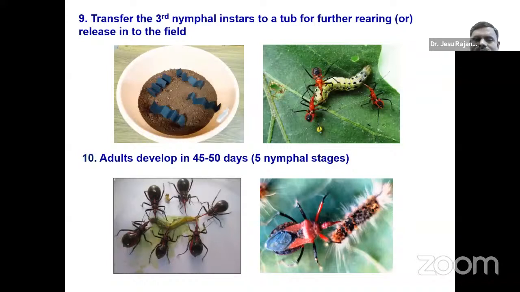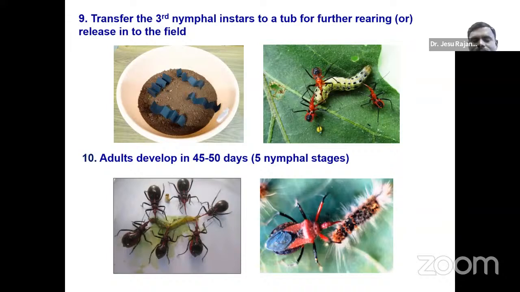After the second instar comes the third instar. Third instar means after the second molting. From that time onwards, a larger number of larvae is required. That's why I always recommend the third instar as the correct time for field release.